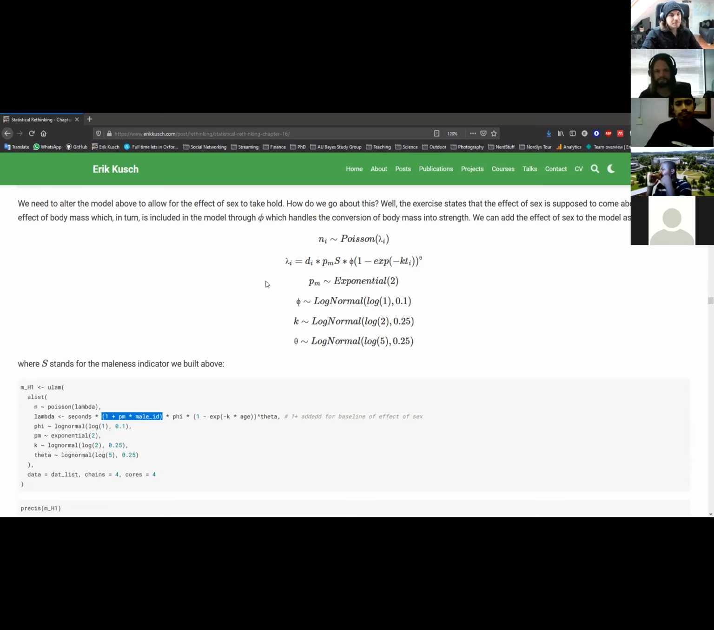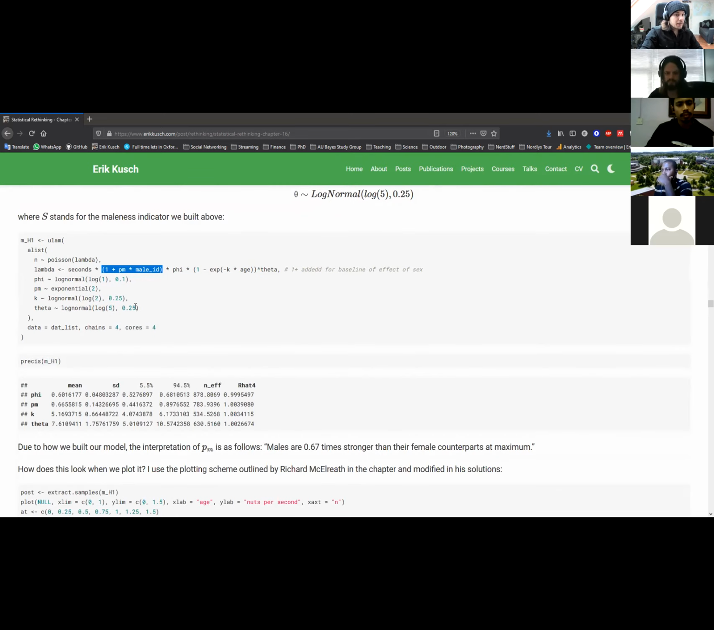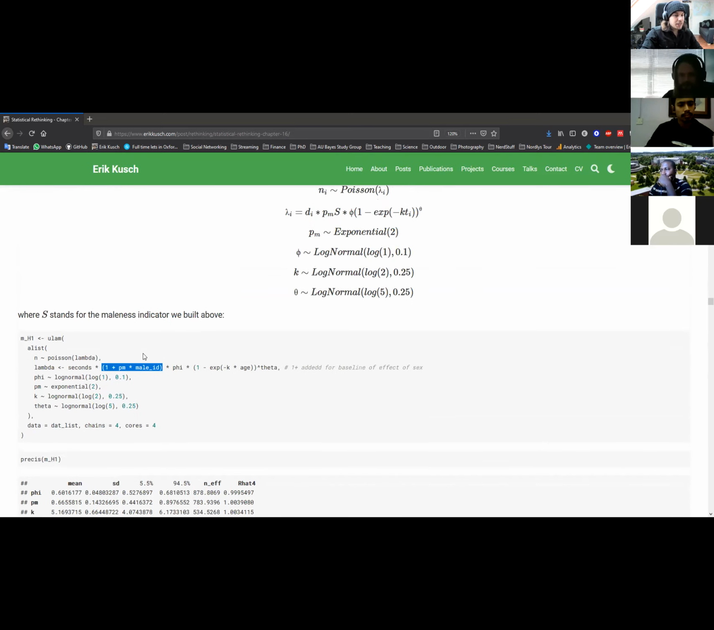So I run this model exactly like it's set out here. Only I add a 1 to the PM value. The reason I do this is just for interpretation's sake, and you'll see further down how we now interpret the PM coefficient.